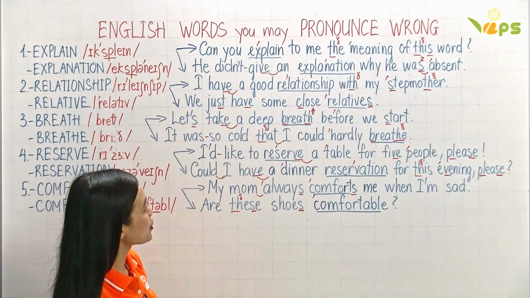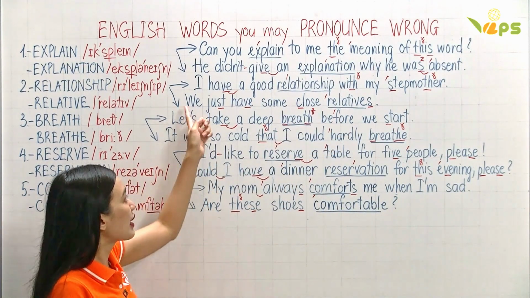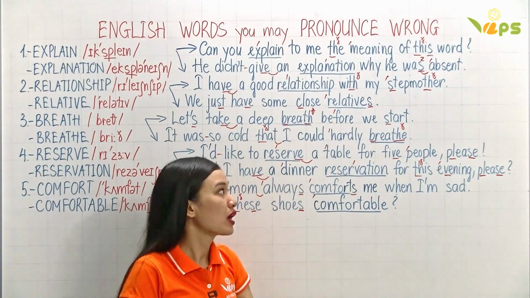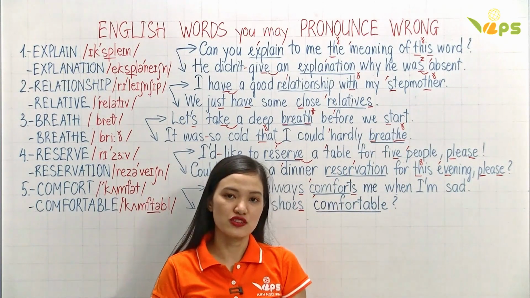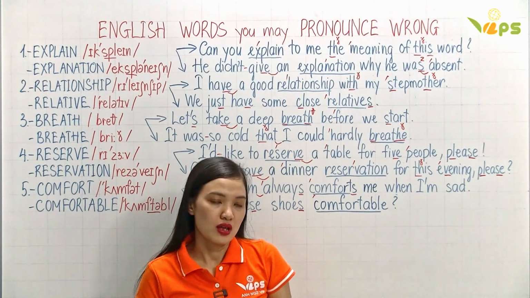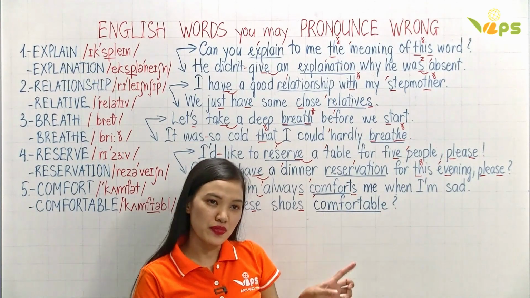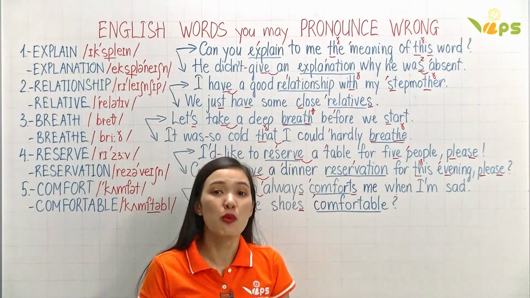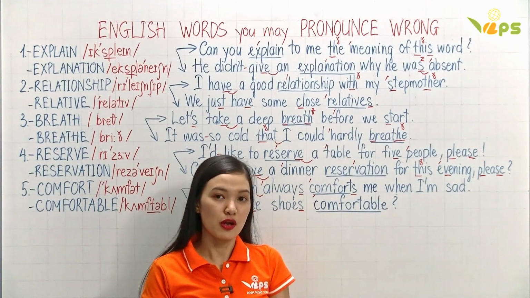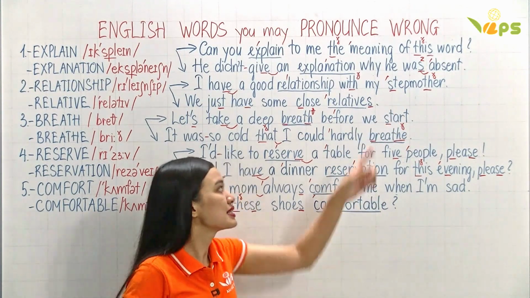Number 2, relationship and relatives. I have a good relationship with my stepmother. If a person is your stepmother, that means that woman got married to your father, but that woman is not your real mother. Because of some reason, your father got married to another woman, so she would become your stepmother.